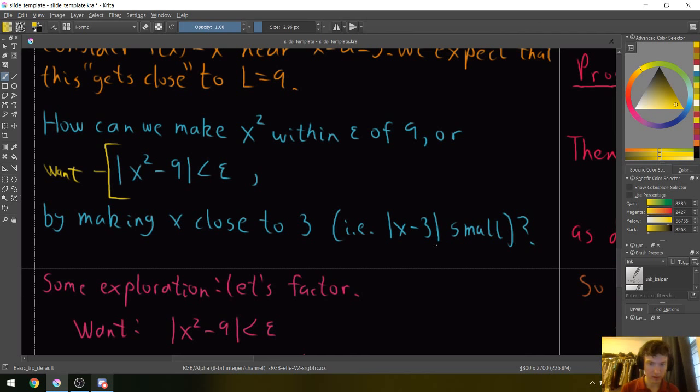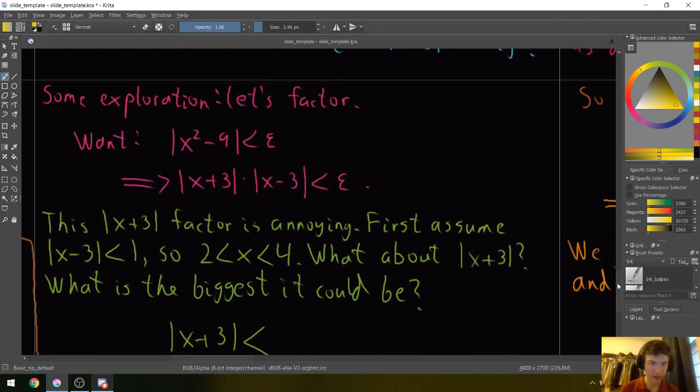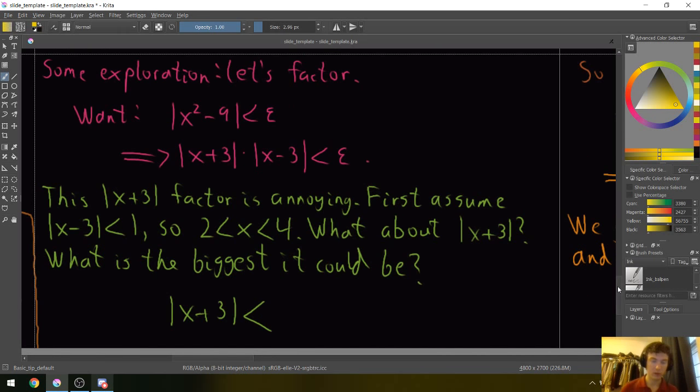So we're trying to think about, all right, if the absolute value of x minus 3 is small, how do I get this to be small? One thing you might think to do is, well, this thing is one of the factors of this quadratic's absolute value. So you might start by saying, let's try to factor it. If we factor the statement that we want, which is that the absolute value of x squared minus 9 is less than epsilon, which says x squared is within epsilon of 9, you get these two pieces. So the product of these two factors we want to be less than epsilon.